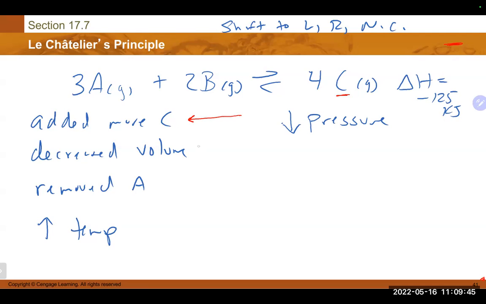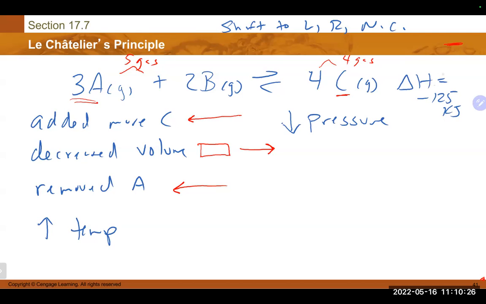If we decrease the volume, that means we have a much smaller volume. So always in a small volume, we need fewer gas molecules. And looking at the equation here, that is 5 gas molecules on the left and 4 gas molecules on the right, which means in this case, it would shift to the right. If we removed A, a reactant, that again creates a hole on the reactant side. So to fill that, we go towards it and fill up that hole. Any questions on those so far?